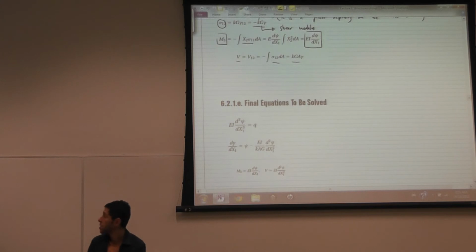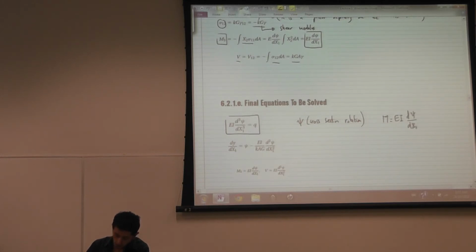So the final equations that are solved, this is the equilibrium equation, and the boundary conditions are usually given in psi, which is the cross-section rotation, or the moment, which is EI dpsi by dx1, or the shear, which is equal to EI d squared psi by dx1 squared.